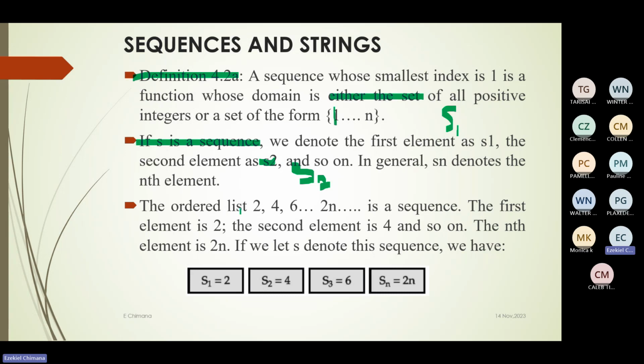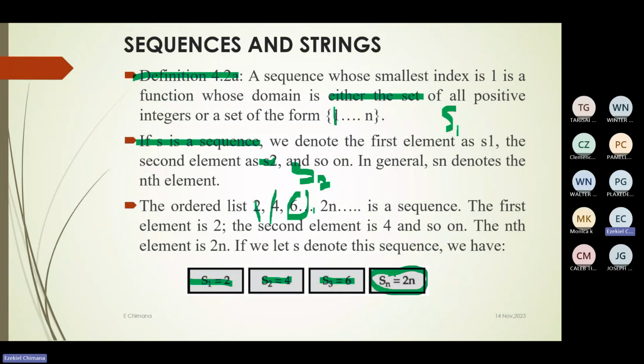So the ordered list 2, 4, 6 up to 2n is a sequence. The first element is 2, the second element is 4, and so on. The nth element is 2n. If we let S denote this sequence, we have S1 as 2, S2 as 4, and S3 equal to 6. And Sn, which is the general formula, gives us all the terms within the sequence, which is 2n.